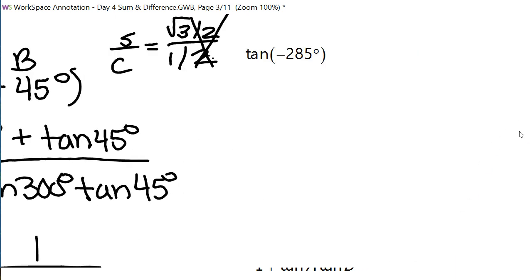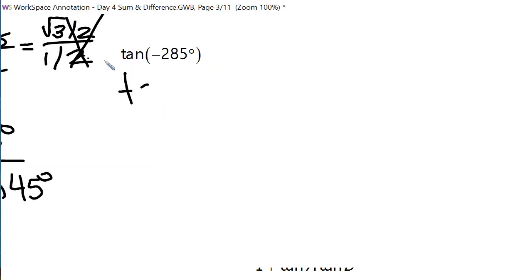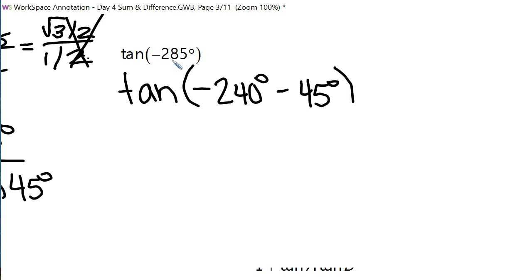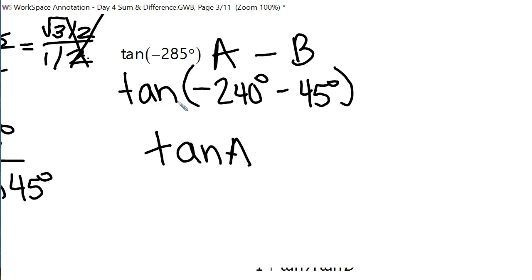Okay, number 4. It has to be negative, so we'll need to subtract. So this would be tangent, and what can we subtract to get negative 285? Negative 240 minus 45. Negative 240 degrees minus 45 degrees. So if it ends in a 5, you probably have to have a 45 degrees somewhere. So this is angle A minus angle B. So this would be tangent of angle A, what should I put? Negative 240 degrees.